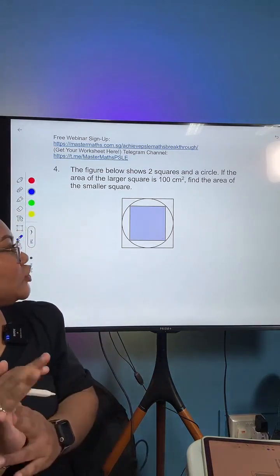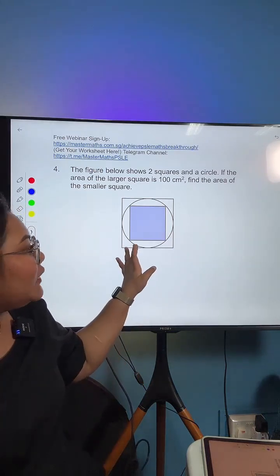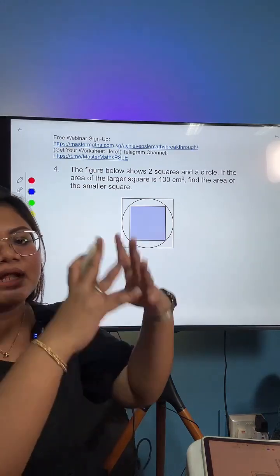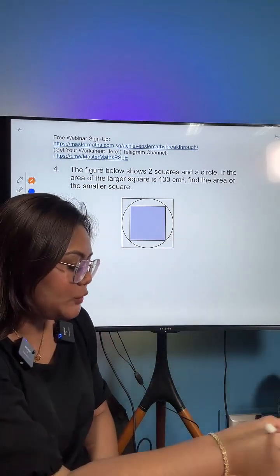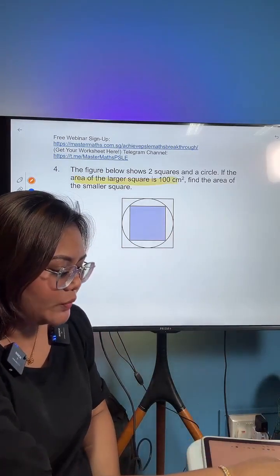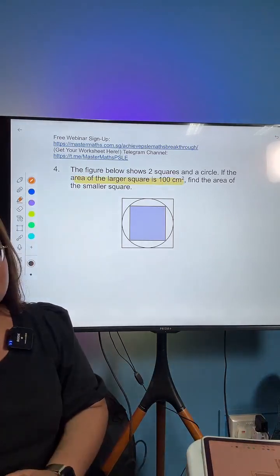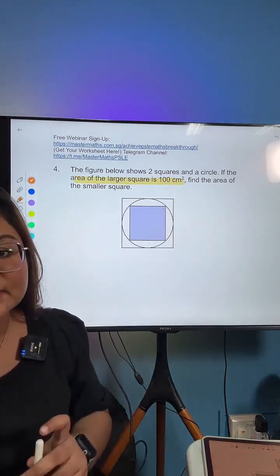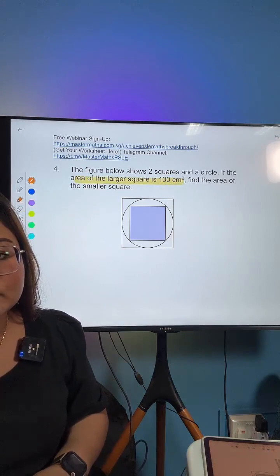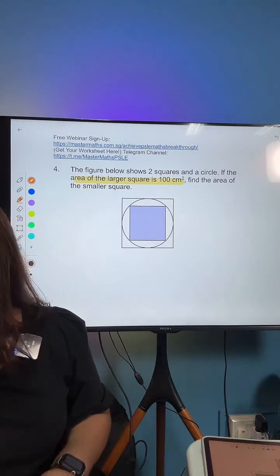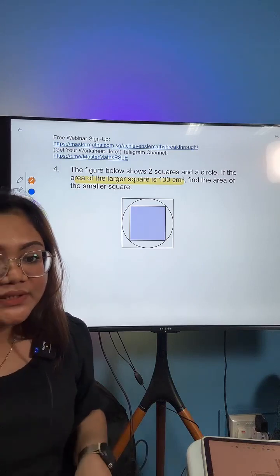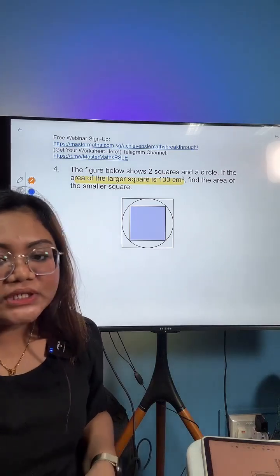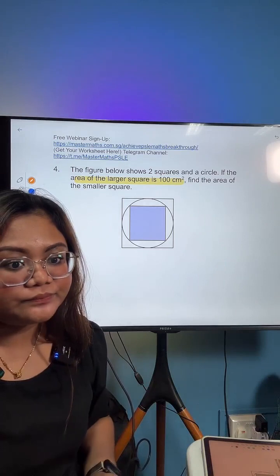Now, the question is showing us a circle and a smaller square enveloped in a larger square. Okay? Now, the area of the larger square is 100 cm square. We want to find the area of the smaller one inside. So, let's find the area of the smaller square.